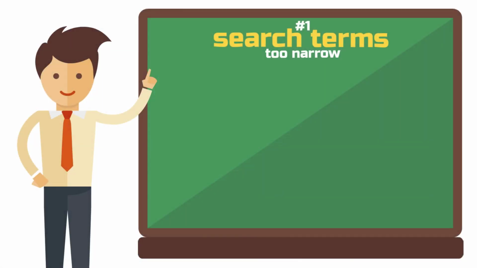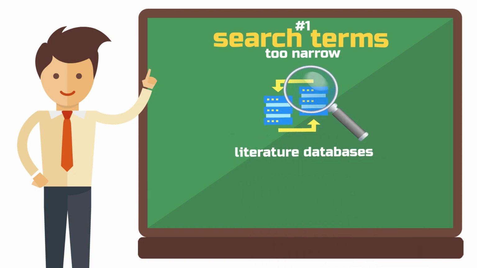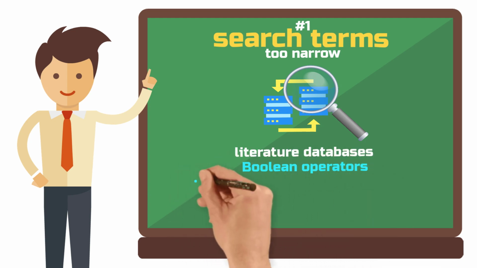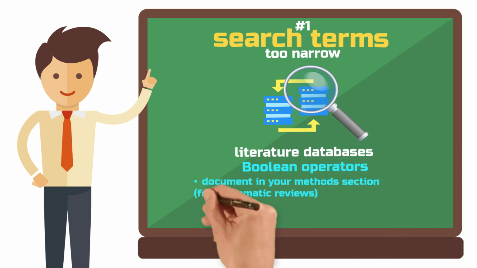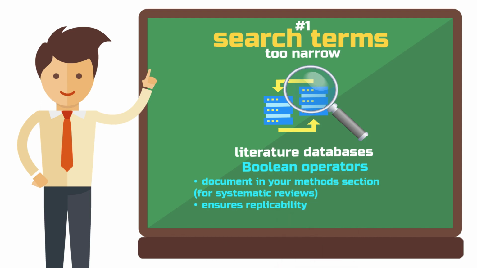For searching in literature databases, you can simply enter search terms. Using so-called Boolean operators can help you to be more effective in your search. If you're doing a systematic search process that you want to document in your methods section, this is an absolute must because it ensures replicability. But even if you keep your search terms for yourself and write a regular literature review section, Boolean operators can help you big time, especially the OR operator.